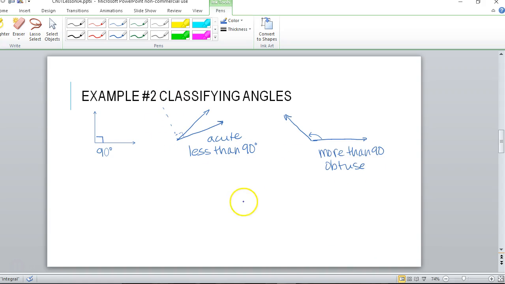All right, let's work an example here. We have ray BC, and another ray BE, and ray BD, and ray BA. All right, question for you. Angle ABD. We can tell by looking at that one that it is an acute angle.